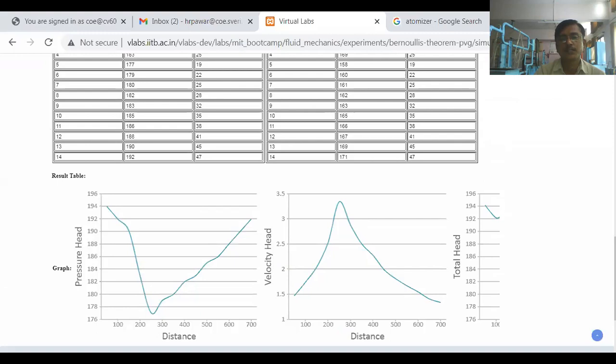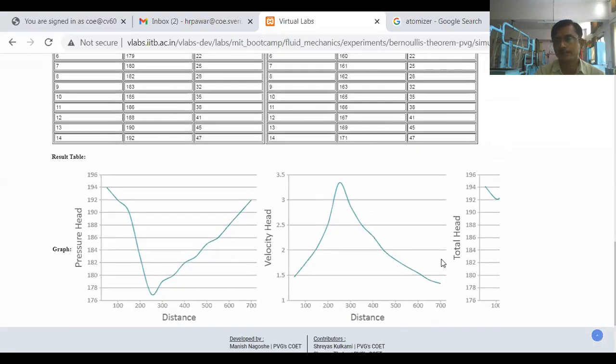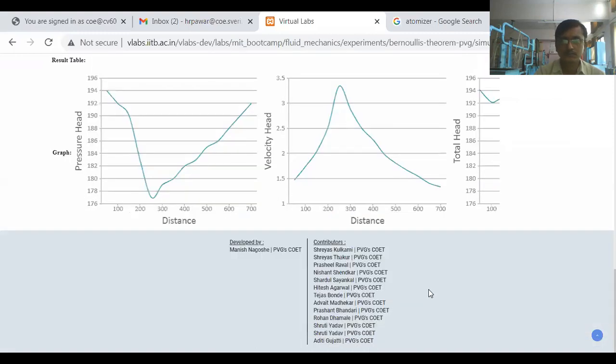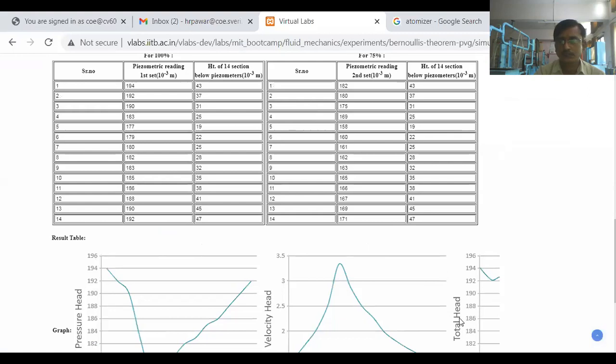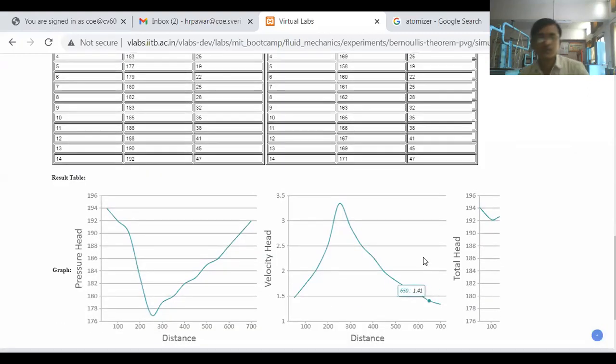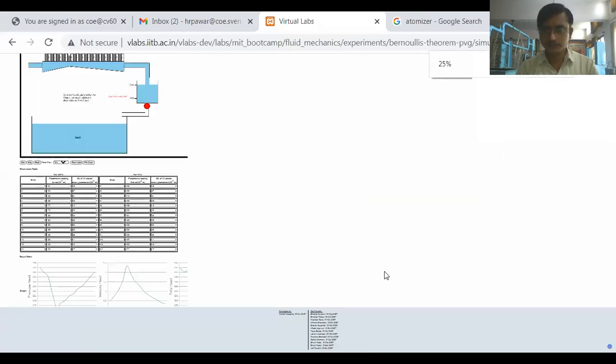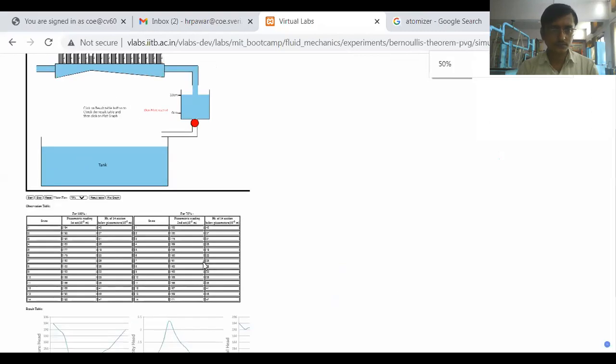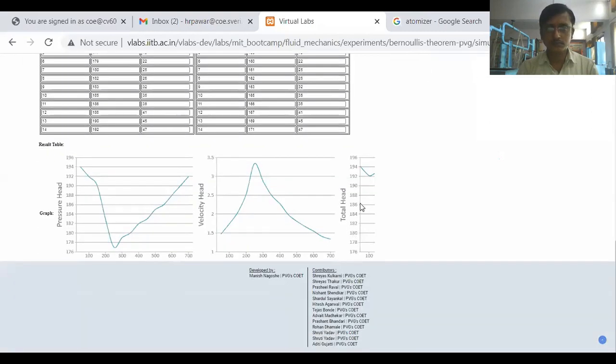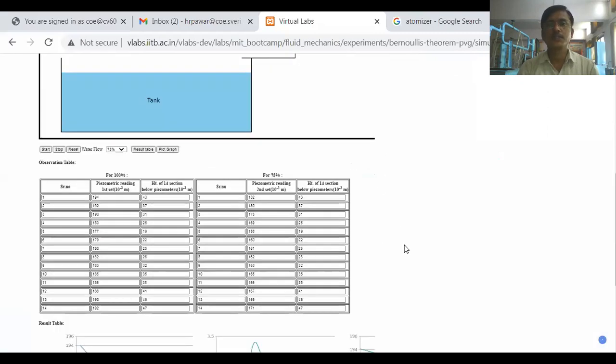Okay, and there is another graph here. Third graph, total head graph. It's not visible. Why it is not visible?